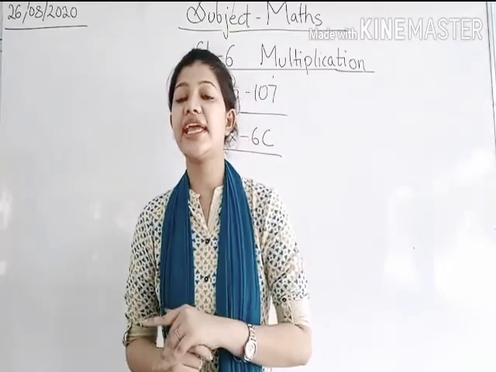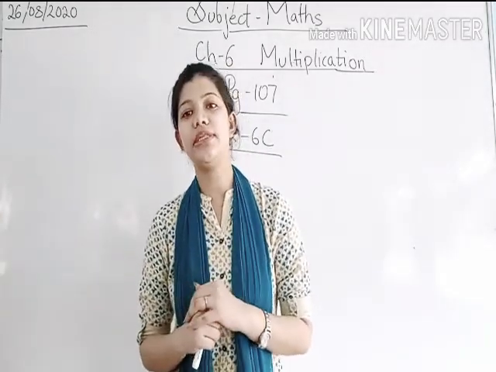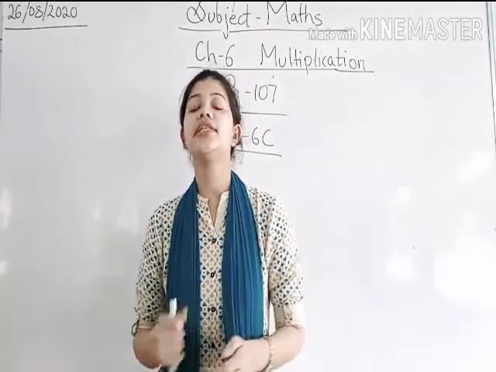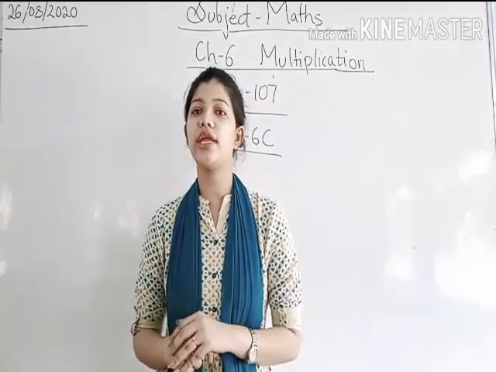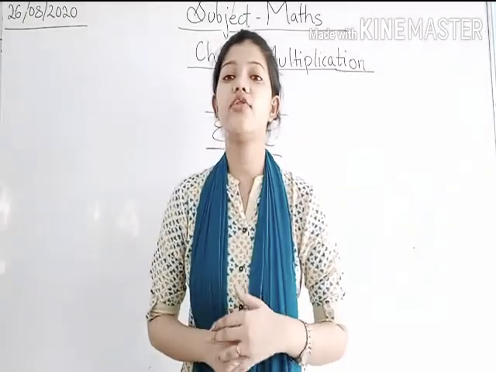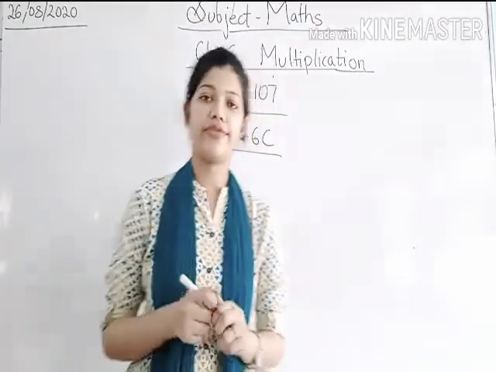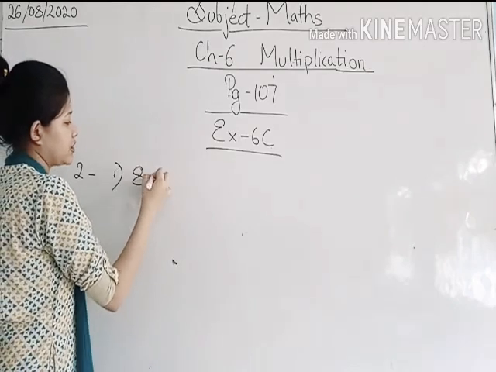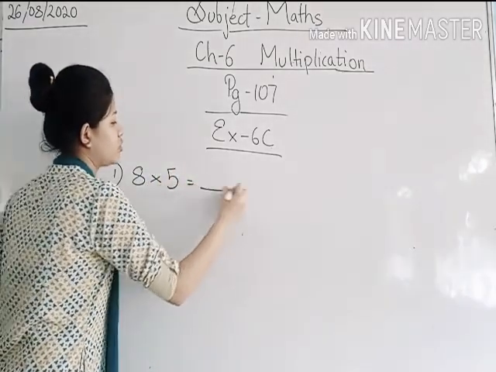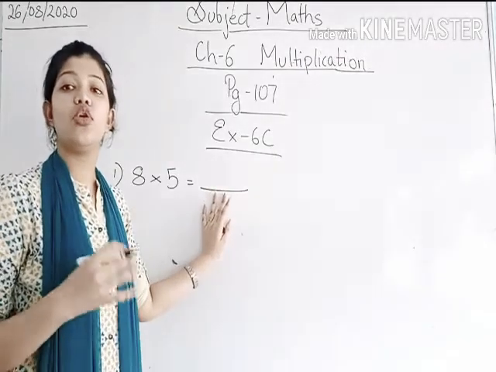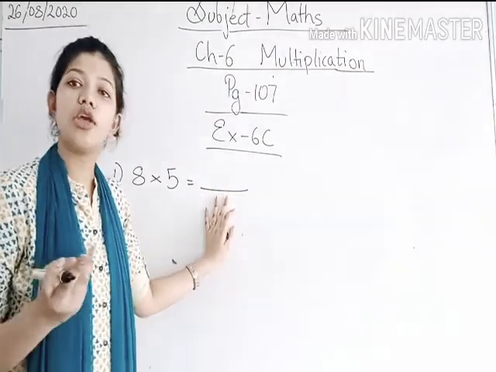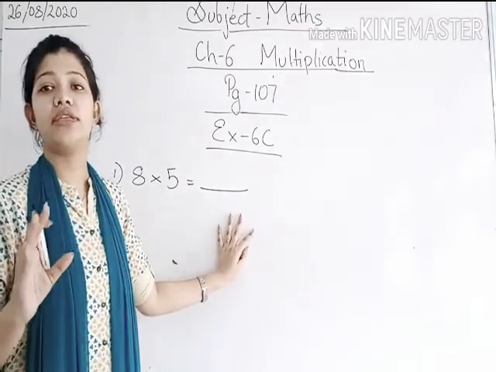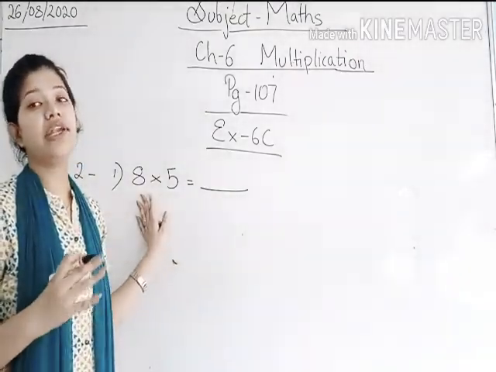See students, the second one is totally based on tables. That's why I am saying again and again, keep learning tables. This exercise is based on tables only. So let's see the first one, 8 into 5. You have to write the product. 8 into 5 is equal to dash. You can solve this only when you know the table. There is no other option to solve this, and repeated addition will be very long math. So you should know the table for this.